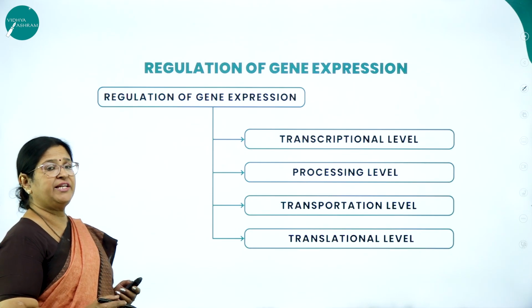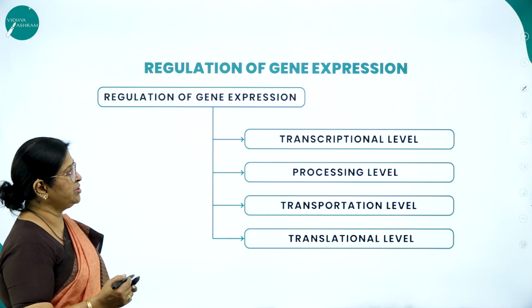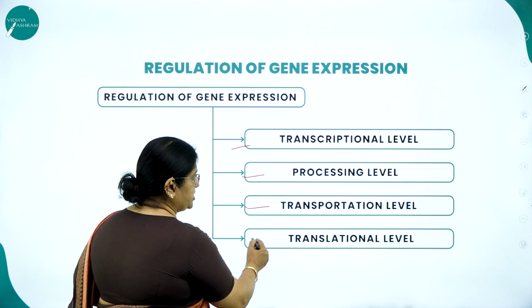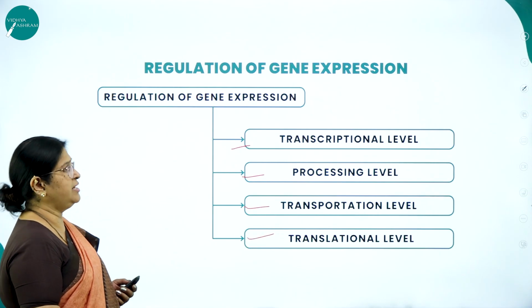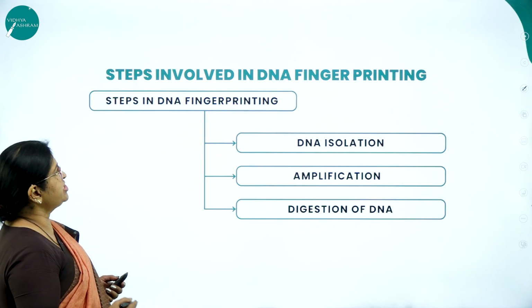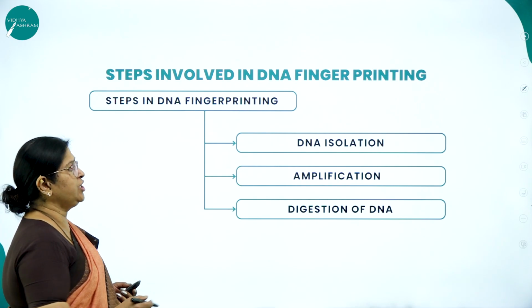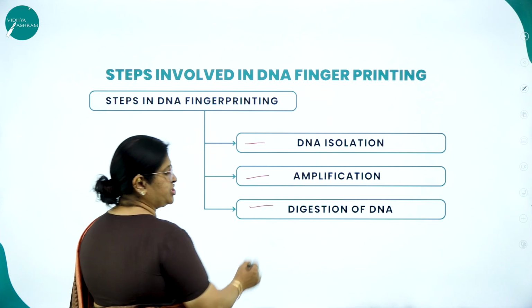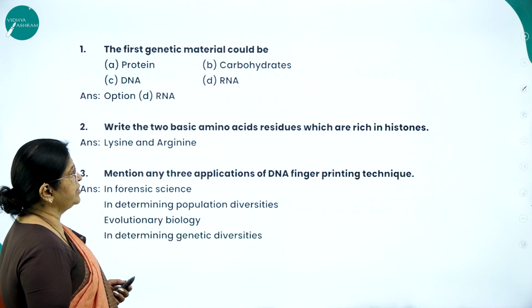Then regulation of gene expression, which is also explained through the transcription level, processing level, transportation level and translational level. Then the steps in DNA fingerprinting include DNA isolation or separation, amplification and digestion of DNA.